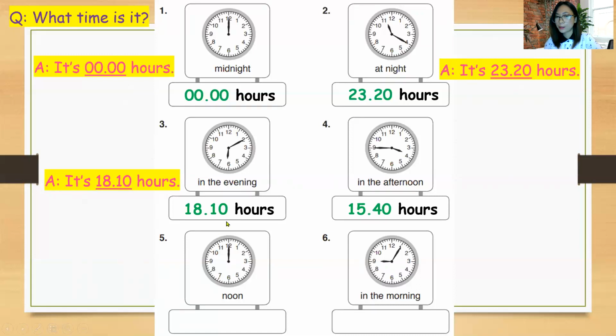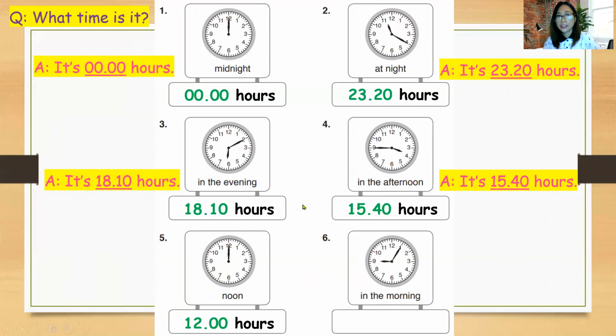Next. Okay, I gave the answer. Let's read it. In the afternoon, it's 15:40 hours. Sorry, this is wrong. This should be 45. 4, 5, not 0. It's 15:45 hours. Okay, let's go to the next number.